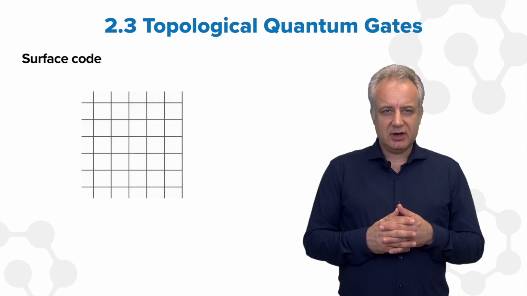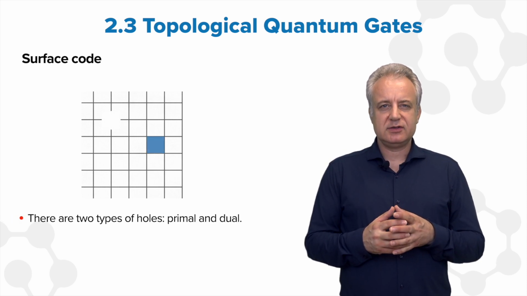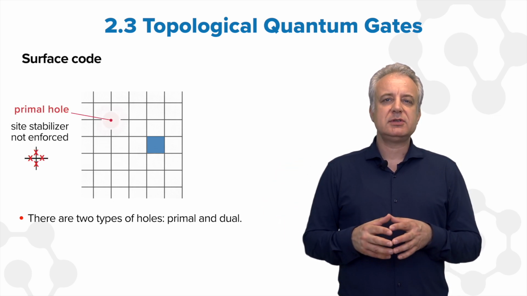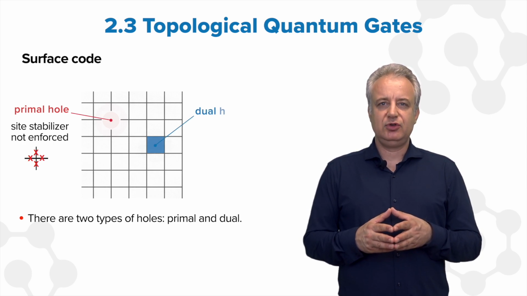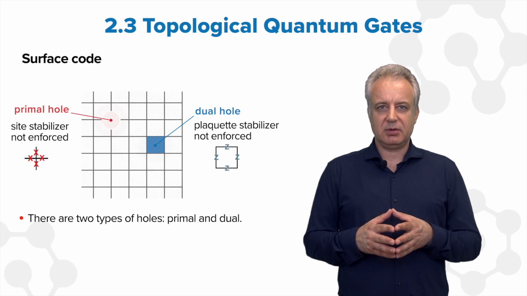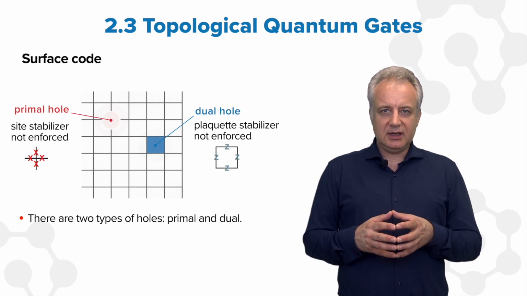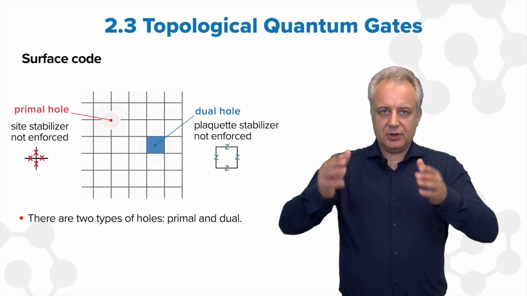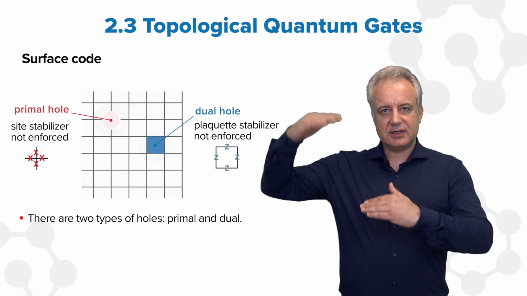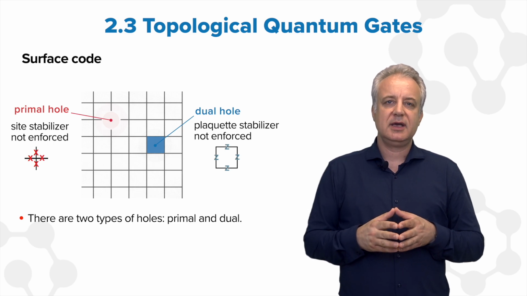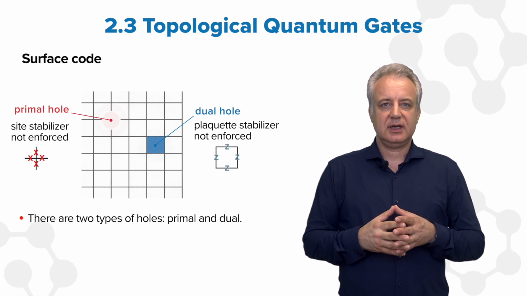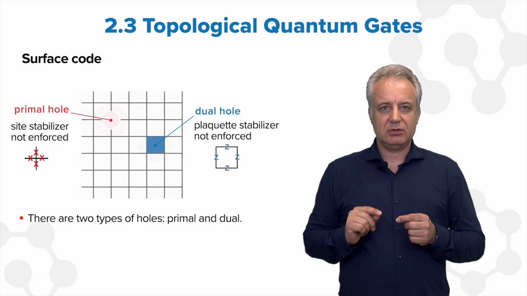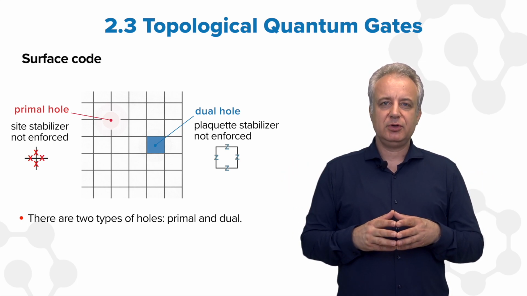And what we use here is the surface code with holes. And what is a hole? A hole is a missing stabilizer. So we have primal holes, these are missing site stabilizers, and we have dual holes, which are missing plaquette stabilizers. Missing means that these stabilizers are not enforced. And if we do not enforce certain stabilizers, this means that the code space gets larger, and this is how we get encoded qubits into our setting. All right, so this is what the holes mean in the code surface, and how are the holes related to our computational scheme.